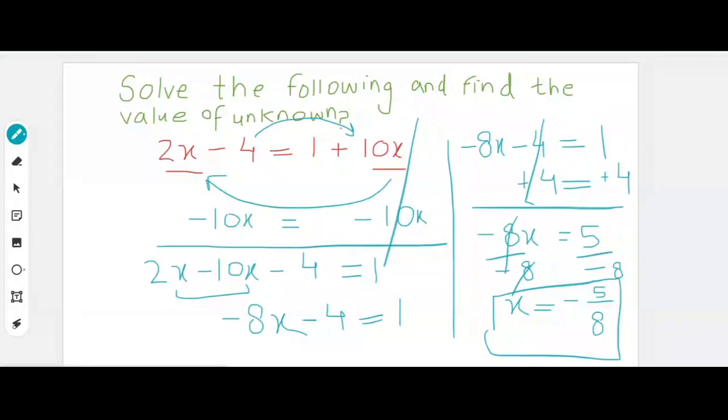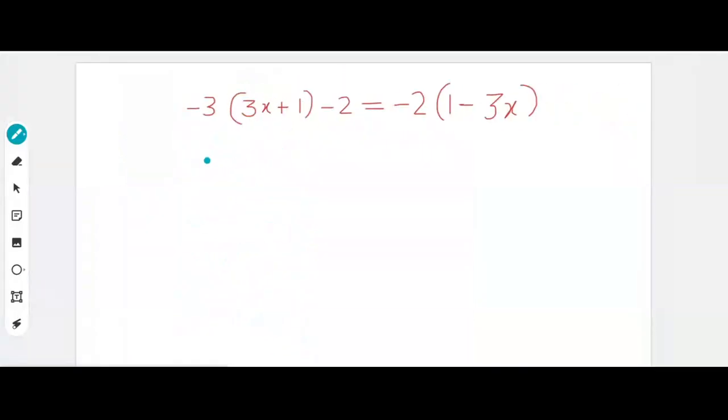Our next question is minus 3 bracket 3x plus 1, bracket close, minus 2 equal to minus 2, open bracket, 1 minus 3x, close bracket. Now what will you do? Same question, we need to find the value of x. So we can open the brackets first of all. We can multiply this negative 3 inside the bracket and open the bracket.